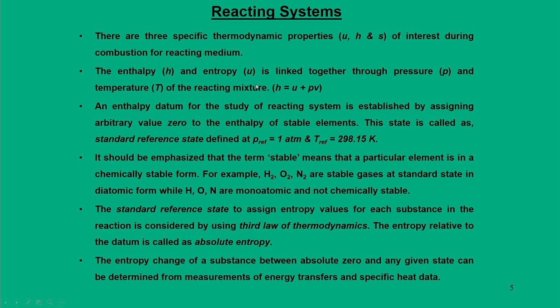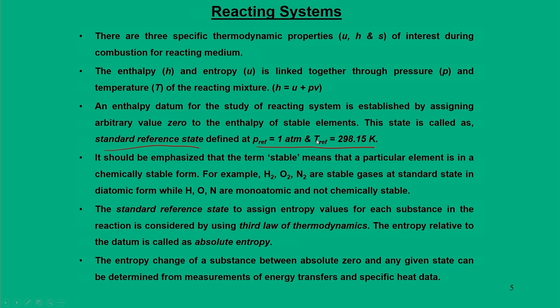And while calculating these things, in chemical reactions, the reactants and products have multiple species, components, and the reactants vanish, products are formed, and when the products are formed, they are formed at some temperatures. But what we need is to define a state which we call the standard reference state, and this is considered at atmospheric pressure and temperature, that is 1 atmosphere and 298.15 Kelvin. So, this is given as an arbitrary reference zero value.